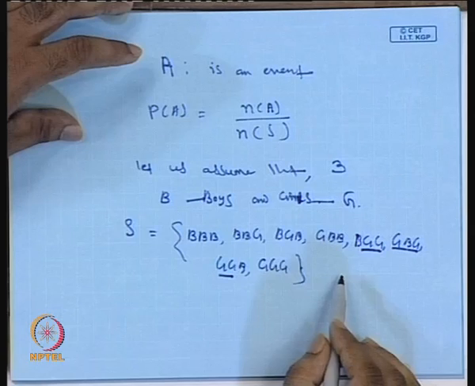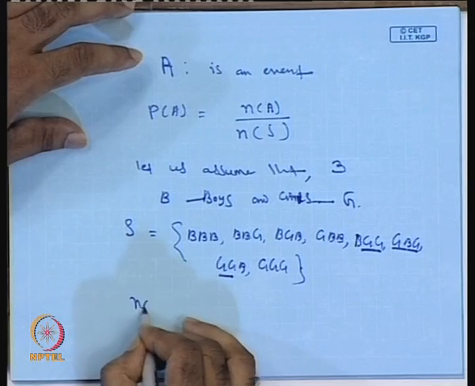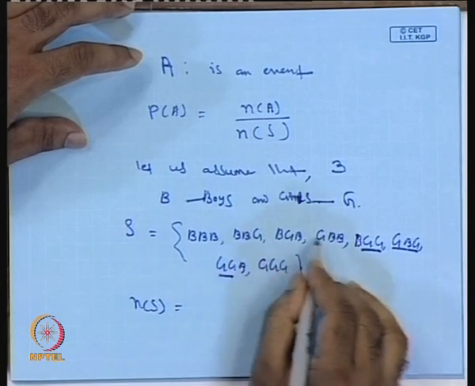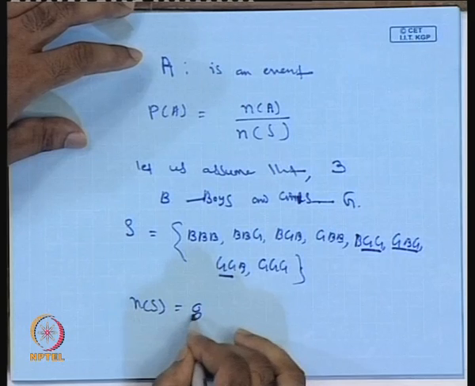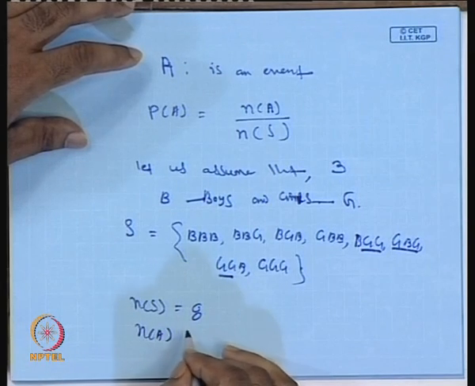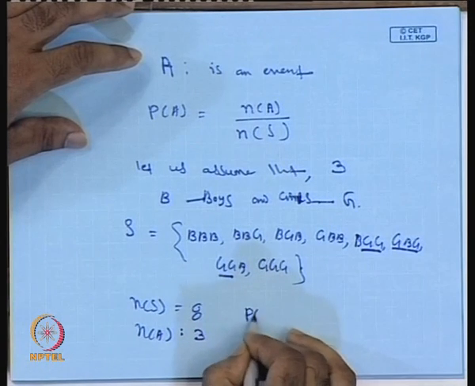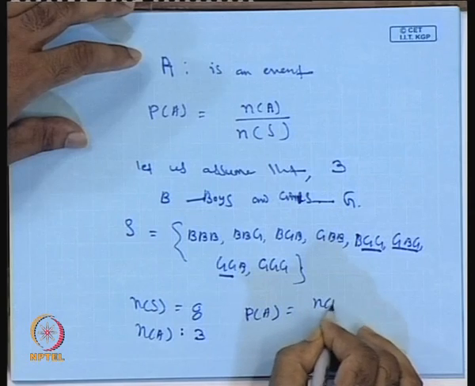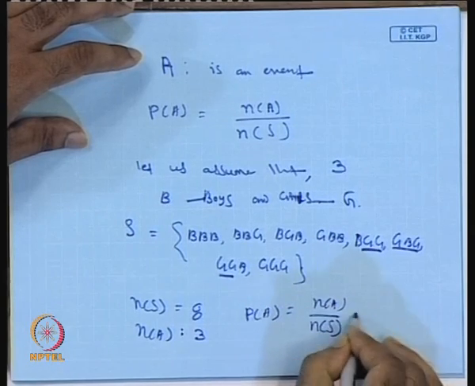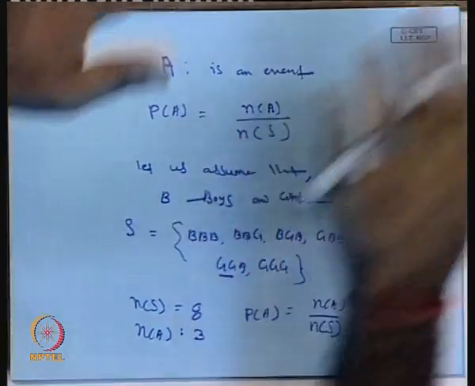So, there is no more. There are 3 outcomes or 3 numbers. The total sample space NS equals 1, 2, 3, 4, 5, 6, 7, 8, and the individual sample set NA, which is considered exactly 2 girls, is nothing but 3. So, the probability of A is NA by NS, which is nothing but 3 by 8. So, this is how probability can be calculated.